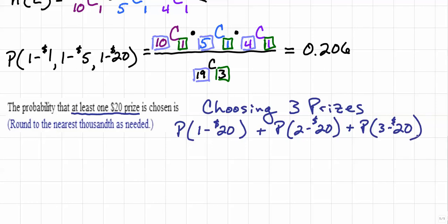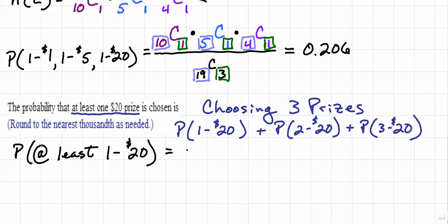Now, that's a lot of work. I'm going to have to do 3 different sets of calculations similar to what I did in the first step. Rather, I'm going to go with the fact that the probability of choosing at least one $20 prize will be equal to 1 minus the probability of choosing 0 $20 prizes.